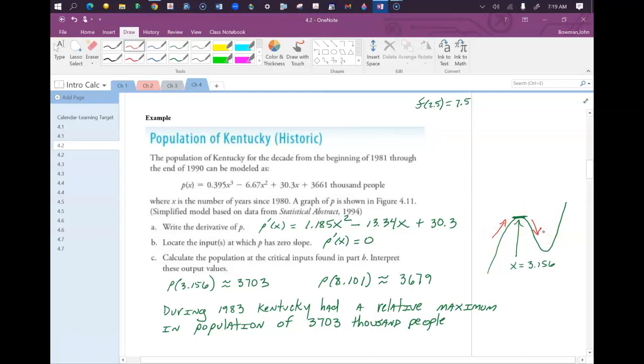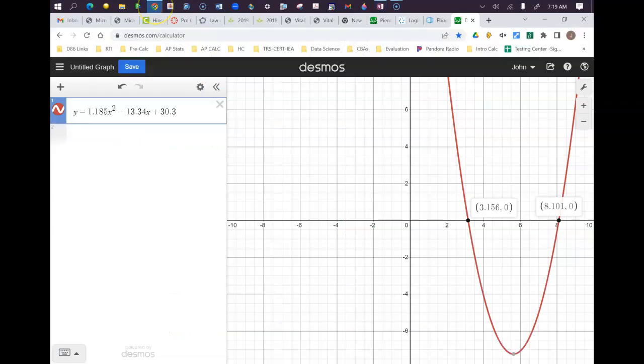Now, how would you know that? If you were to actually go back and look at Desmos, at an x value of 3.156, to the left of it, when x is less than 3.156, the derivative is positive, which means the population is increasing. To the right of it, the derivative is negative, which means the population is decreasing. So if the population went from increasing to decreasing, we have to have a relative maximum.